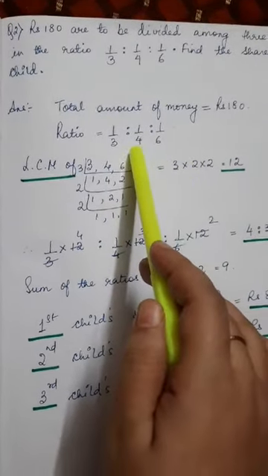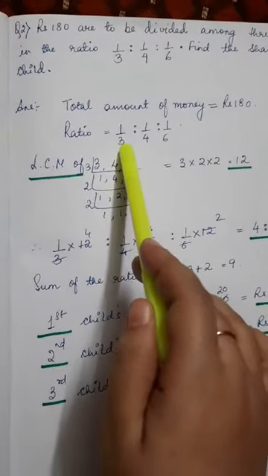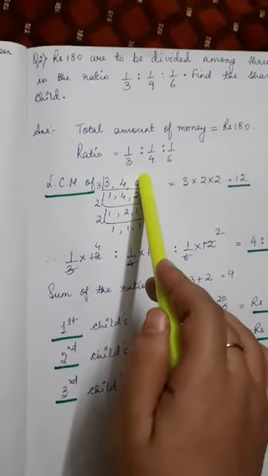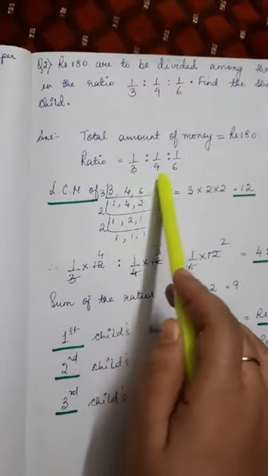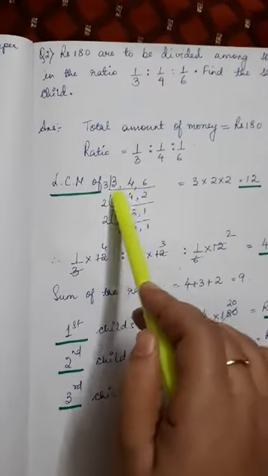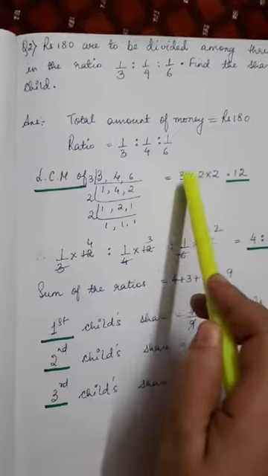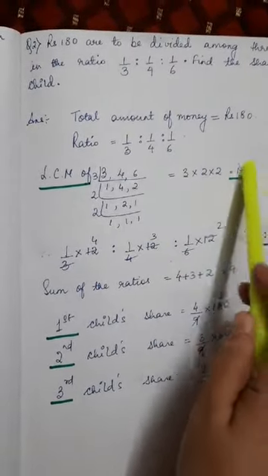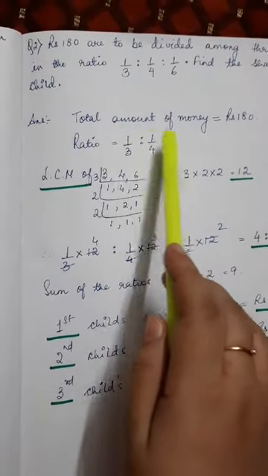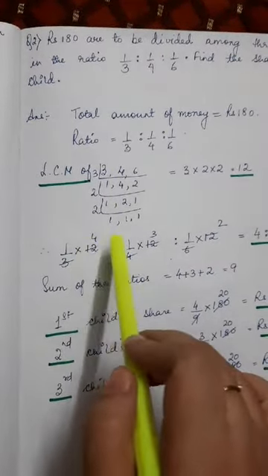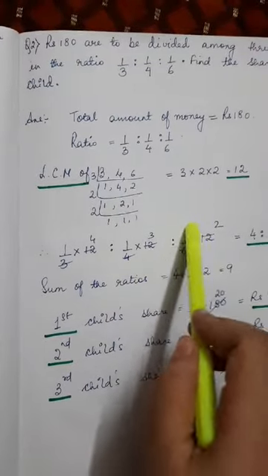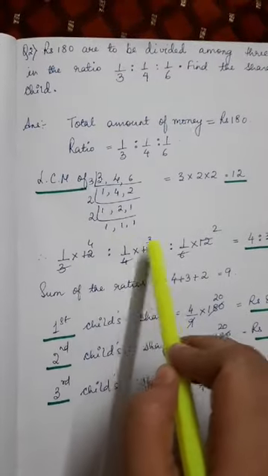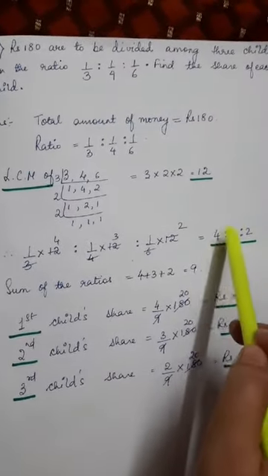Now, in your previous class, I have taught you how to convert the ratio in fraction form to simple terms. Do you remember how to find out? You will find the LCM of the denominators 3, 4, 6. The LCM of the denominators is 12. After finding the LCM, I multiply the LCM with each of these fractions. That is 1 by 3 into 12 is to 1 by 4 into 12 is to 1 by 6 into 12. After cancellation, I get 4 is to 3 is to 2.